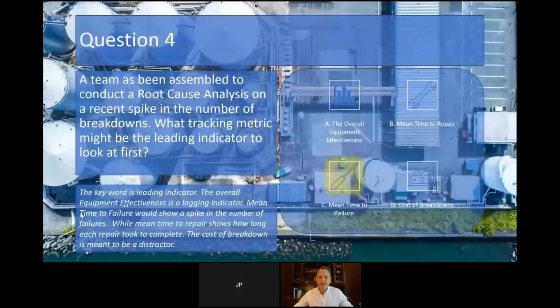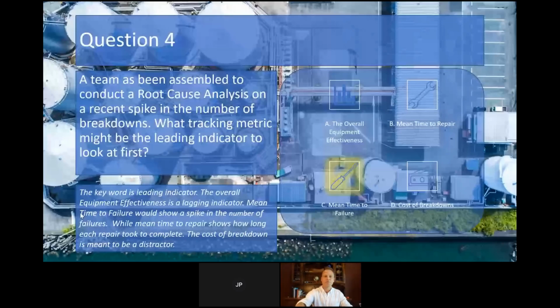And the way to look at this answer is the key words here are leading indicator. So leading and lagging: the leading indicator would be the mean time to failure, where the lagging indicator would be the OEE. So that was the key there. Mean time to repair, they're asking about why there's a number of breakdowns occurring, not how long these are to get fixed. And D is just a distractor.